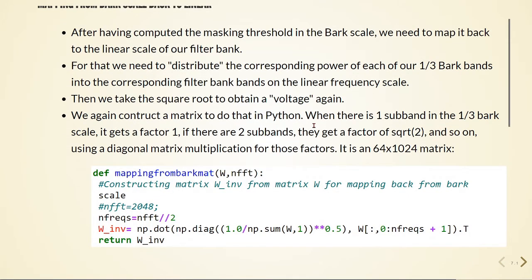We again can construct a matrix to do that in Python. When there is one subband in the third bark scale, it gets a factor 1. If there are two subbands, they get a factor of square root of 2, and so on. And then we use diagonal matrix multiplication for those factors. And for example, it can be a 64 by 1024 matrix. And this is what we're doing here. So we have this mapping from bark mat, and then it constructs this matrix W inverse from the matrix W for mapping back from bark to the linear domain.